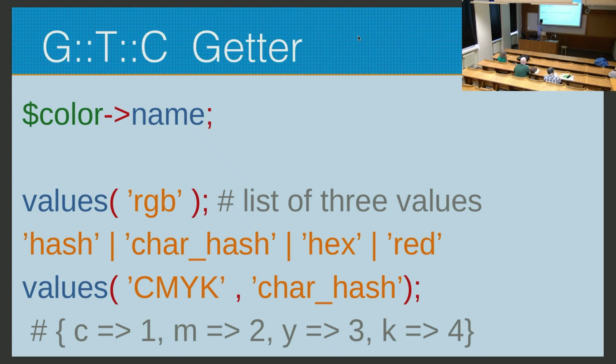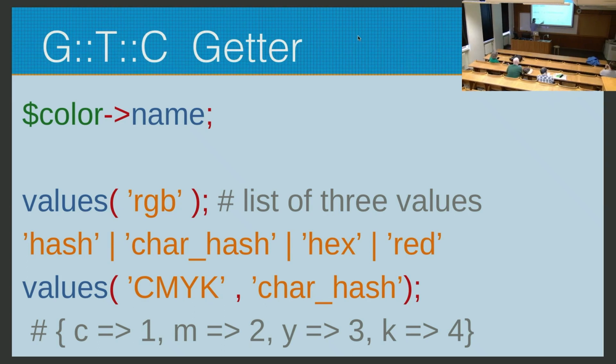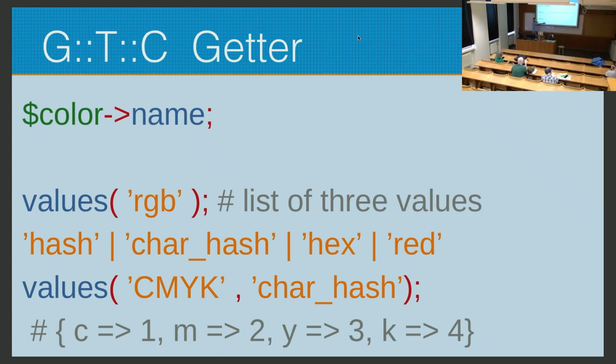For instance, here's one use case. You want the CMYK with char hash. Char means you have just the abbreviation, not the full name, and then that's the output you will get. I think that's the full comfort you can get.